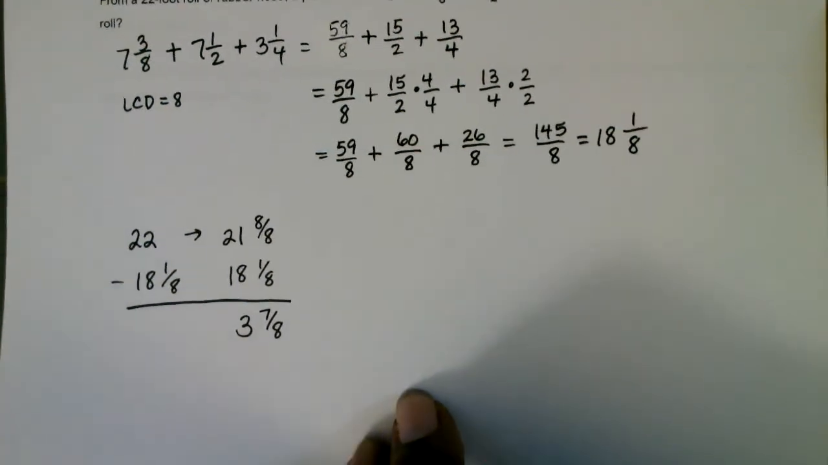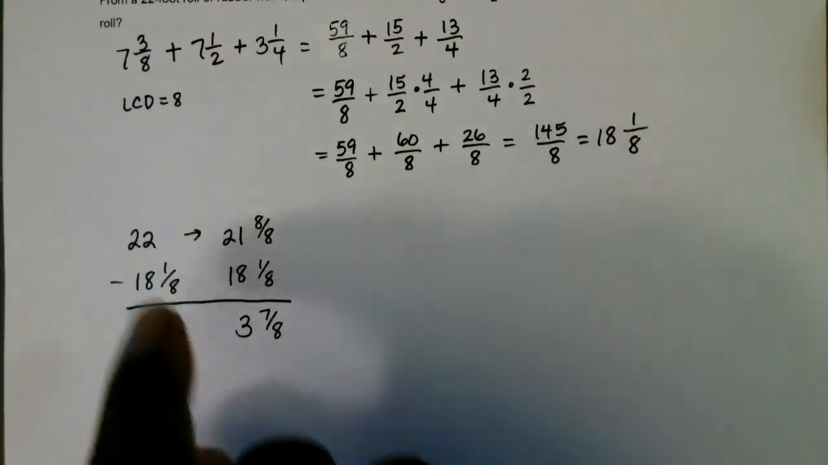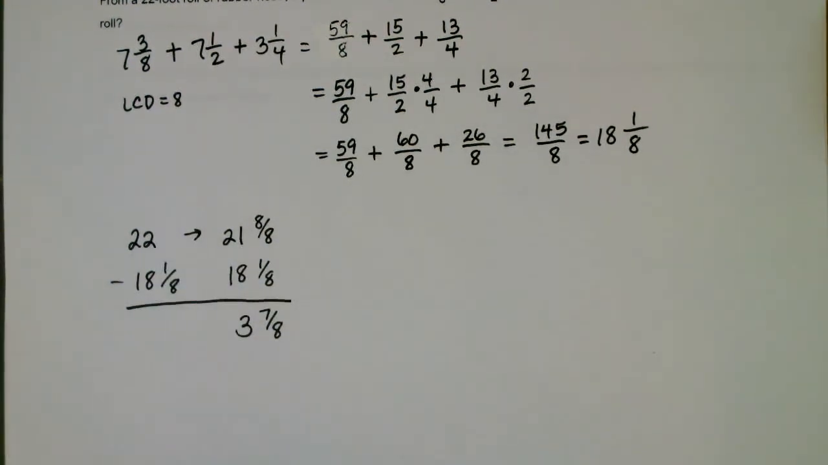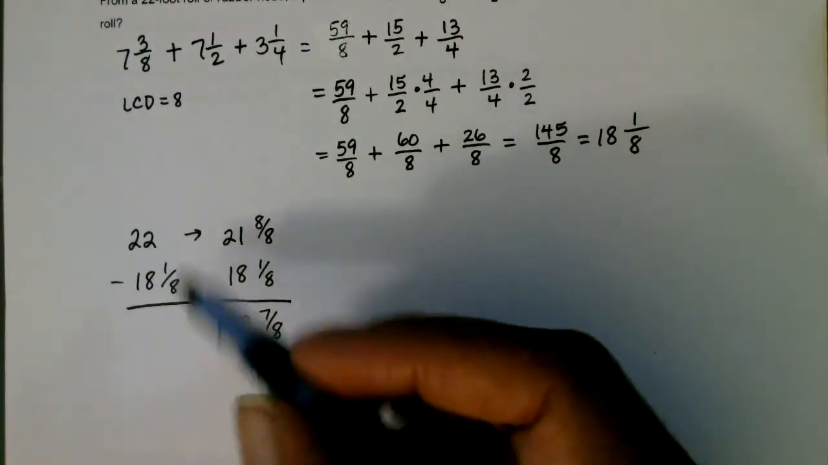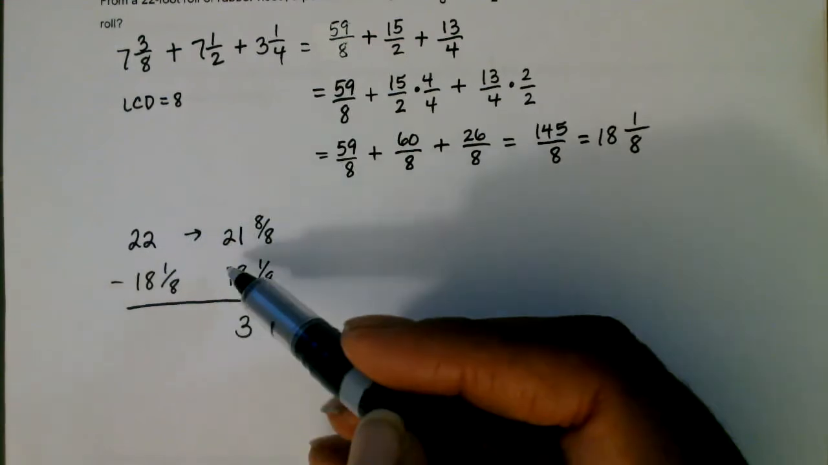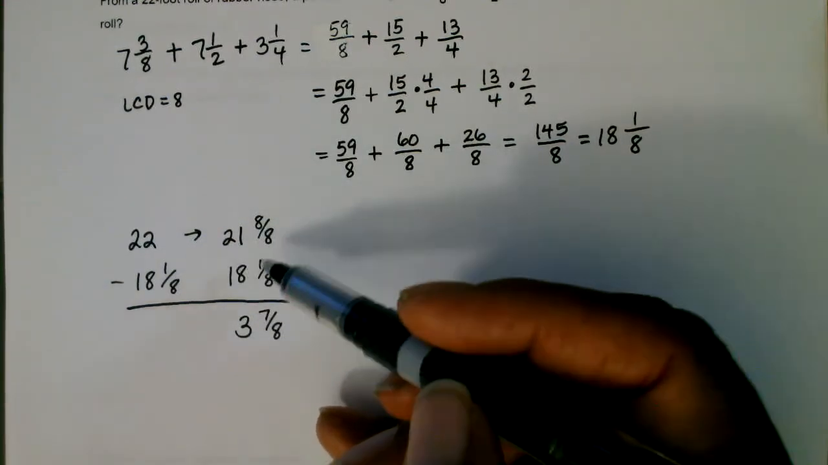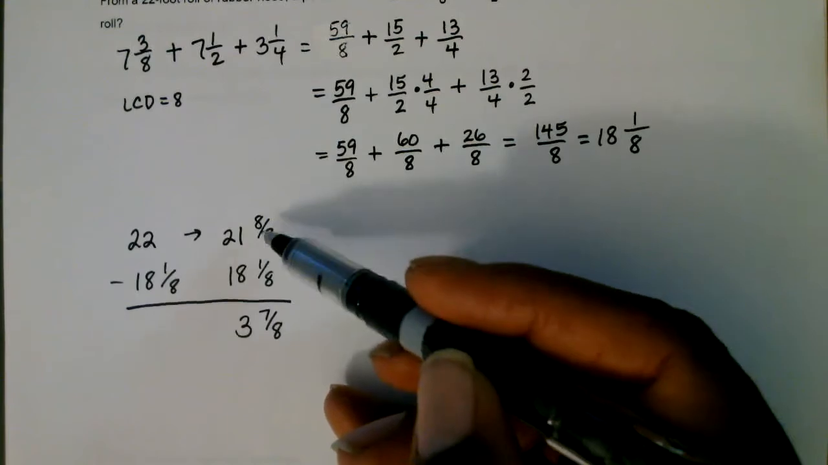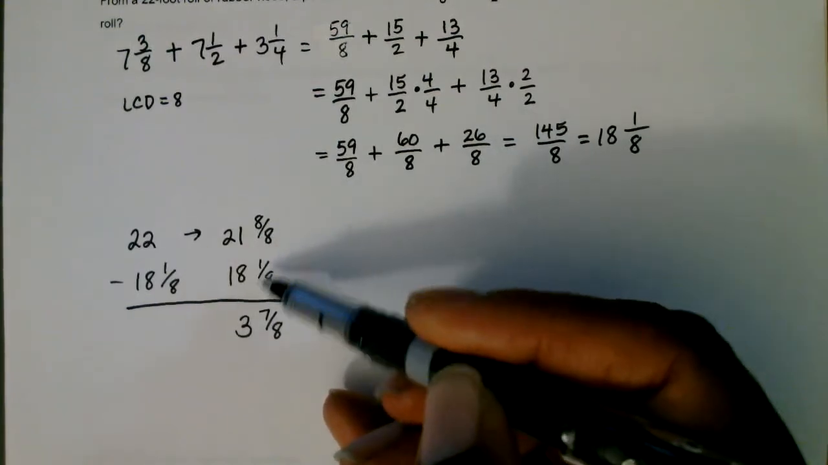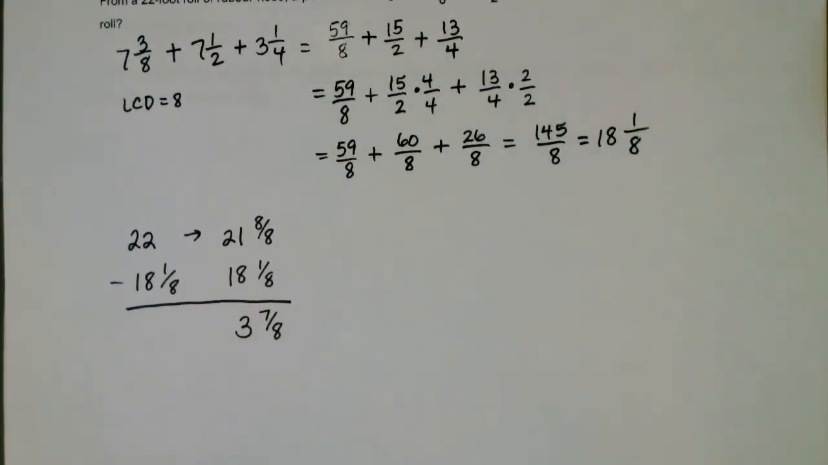And this is one of those problems where I had to do the regrouping because I didn't have a fraction. All I had was the whole number 22. So take 1 from the 22, you'll get 21. That 1 whole, you'll write as the same numerator and the same denominator with that common denominator of 8, because 8 eighths makes up 1 whole.